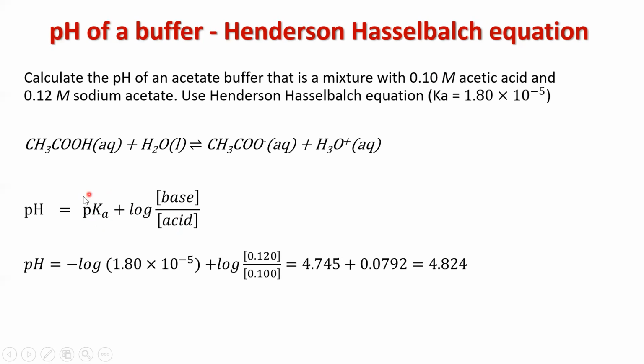So for pKa, we would take the negative log of Ka. The negative log of Ka gives us the pKa value. We're going to add to that the log of the base concentration over the acid concentration. Well, the sodium acetate breaks up into acetate ions, and the acetate ions are the base in our buffer solution. So the 0.12 goes on top. The acetic acid is the acid in the buffer solution, so 0.10 on the bottom. And when we plug that all in, we get 4.824.